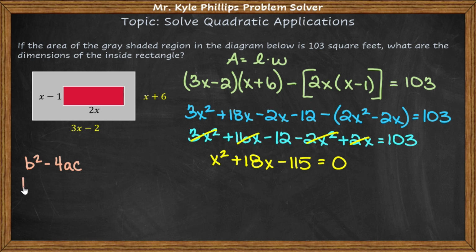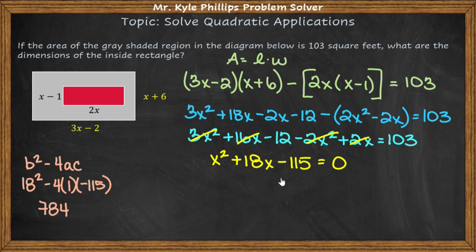So b is 18. So I'm going to say 18 squared minus 4 times 1 times negative 115. So on my calculator, I can say 18 squared minus 4 times 1 times negative 115. This is going to give me 784. Okay, can I take the square root of 784? And that answer is yes. So if 784 is a perfect square, that means this is factorable.